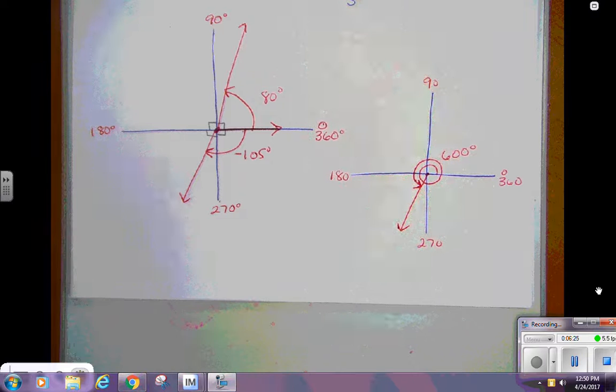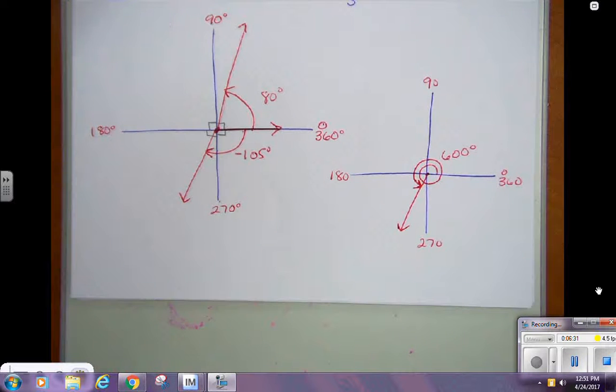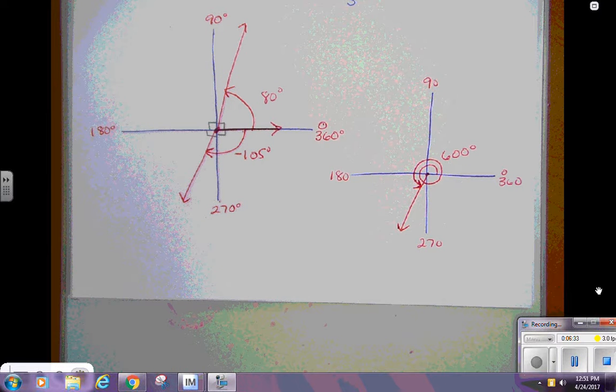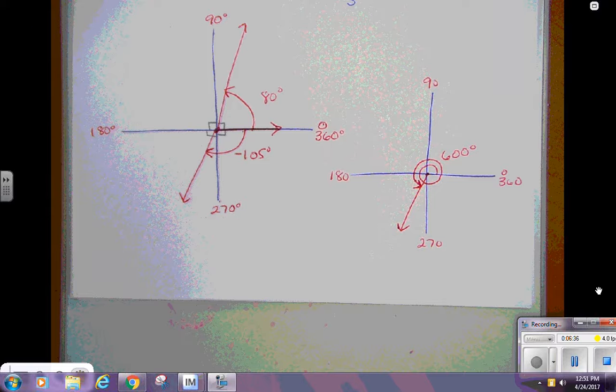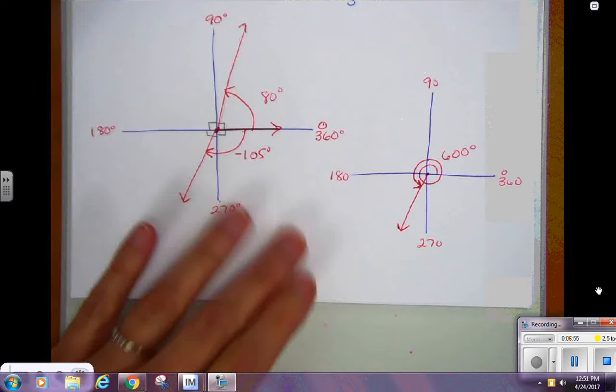All right, let's look at the other side. Side number 2. Two or more angles in standard position with the same terminal side are called coterminal angles. They share the same terminal side. Exercise 3 says to find an angle with a positive measure and an angle with a negative measure that are coterminal with each angle.